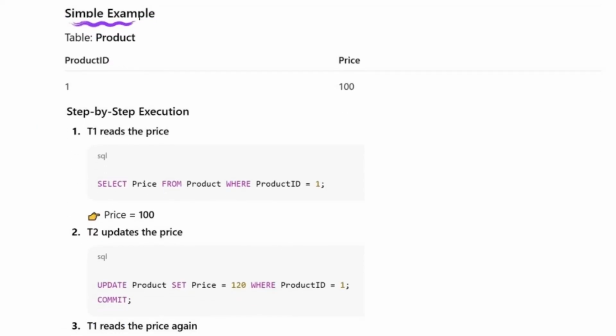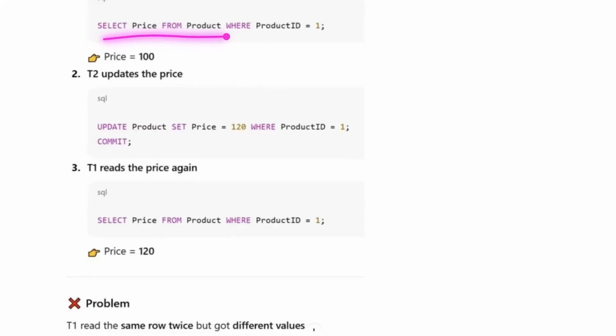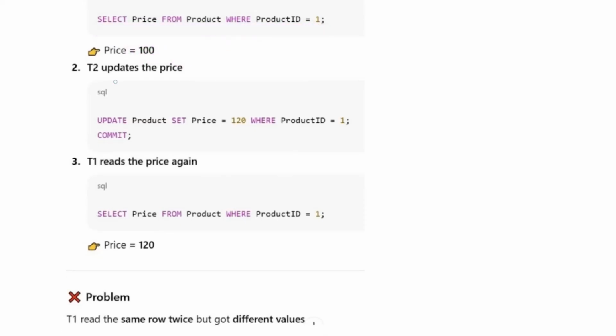Imagine a product, say chocolate, priced at 100 rupees. Transaction T1 is done by a customer who checks the price and sees 100. Meanwhile, transaction 2, done by the shopkeeper or admin, updates the price to 120 and commits it. When the same customer checks again, the price is now 120 instead of 100. This is a non-repeatable read. The same row was read twice but gave different values because of a concurrent transaction.